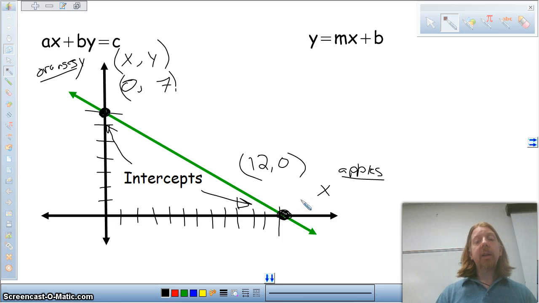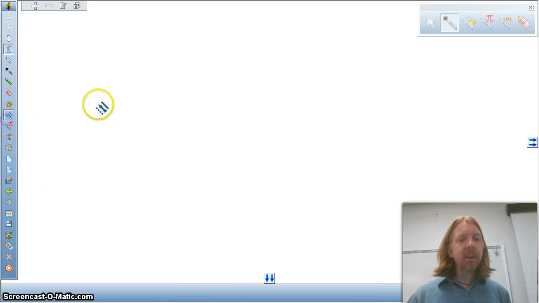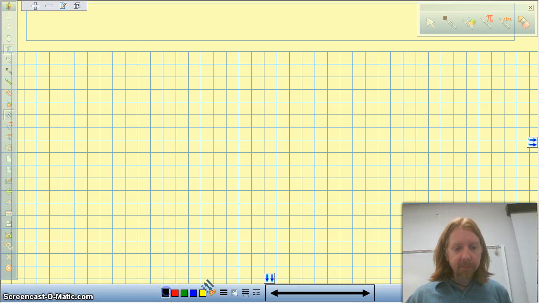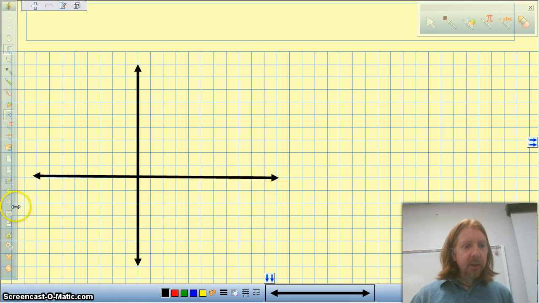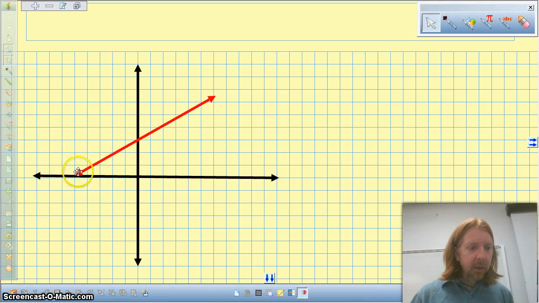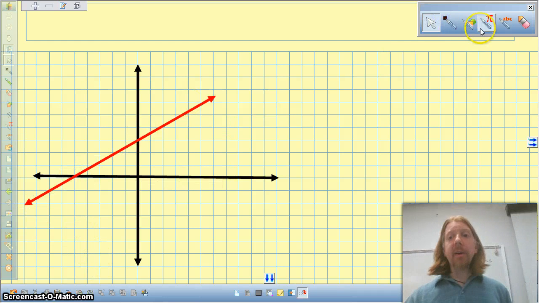Now, your first can do in this series is, if I were to give you a graph, can you identify its intercepts? So let me get some graph paper up here and put some lines on it. So there's my graph, and let's say I'm working with this line in red. There it is. Let me clean that up just a little bit. There. Now, can you identify the intercepts?